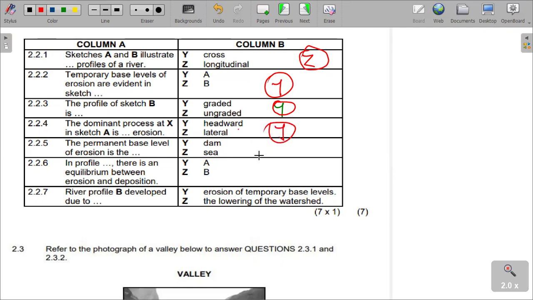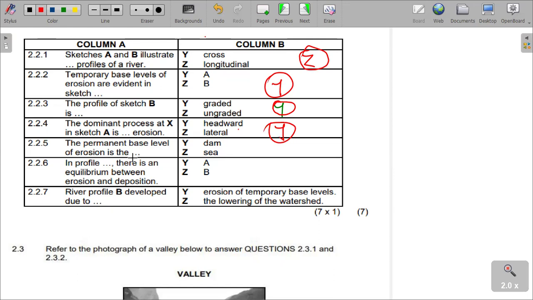It is also shown by Y there, the dominant profile. And then the permanent base level of erosion is dash. Like I said, the permanent base level of erosion is the furthest point to which a river can erode to. The river cannot erode further than a sea.